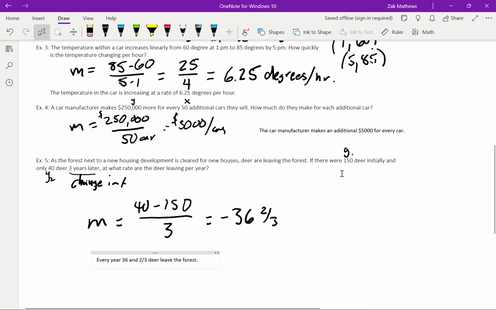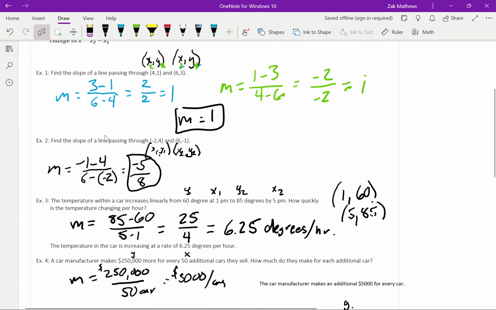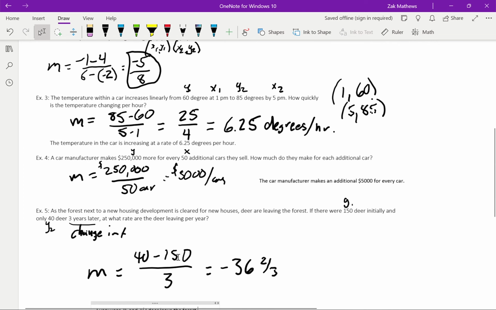So that is how we are going to go about calculating our slopes, our rates of change, our linear rates of change. It is this idea of a change in y over change in x. We have a formula to use if we have points given. We can also just think about it in terms of the ideas of what does it mean to be changing.